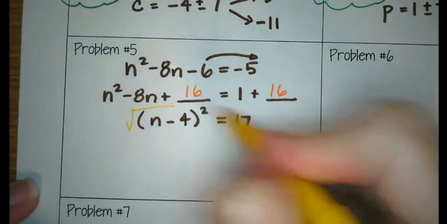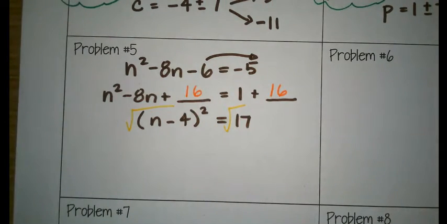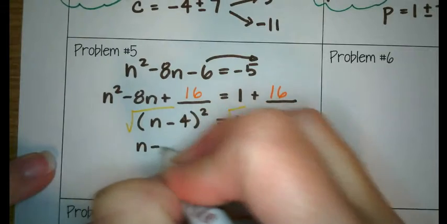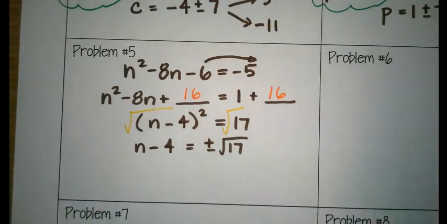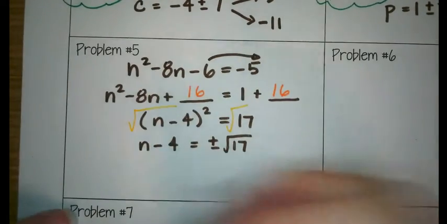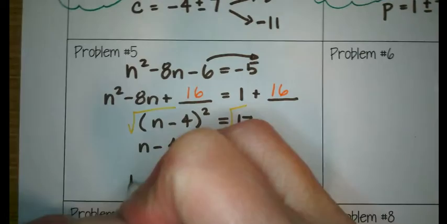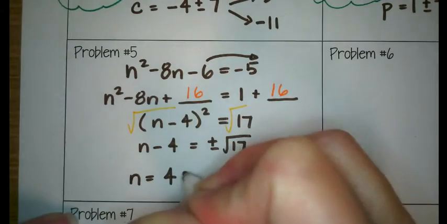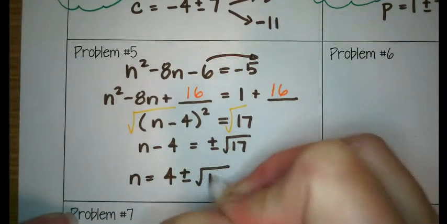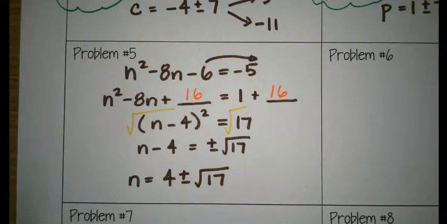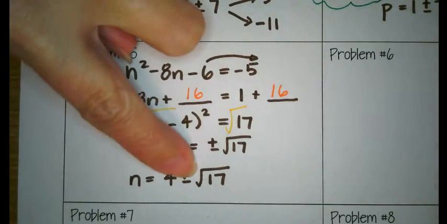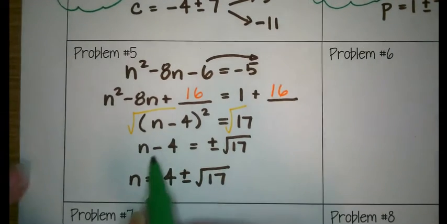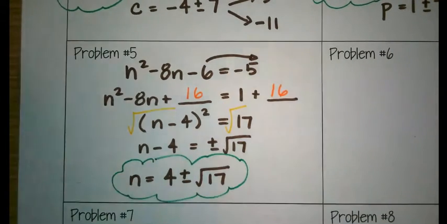Then we take the square root of both sides. So n minus 4 is going to be positive or negative square root of 17. I can't simplify that, so I just need to add the 4 to the other side. So n is 4 plus or minus the square root of 17. So that means that my two answers would be 4 plus the square root of 17, and then 4 minus the square root of 17. But we can leave our answer just like that. We don't need to separate them.